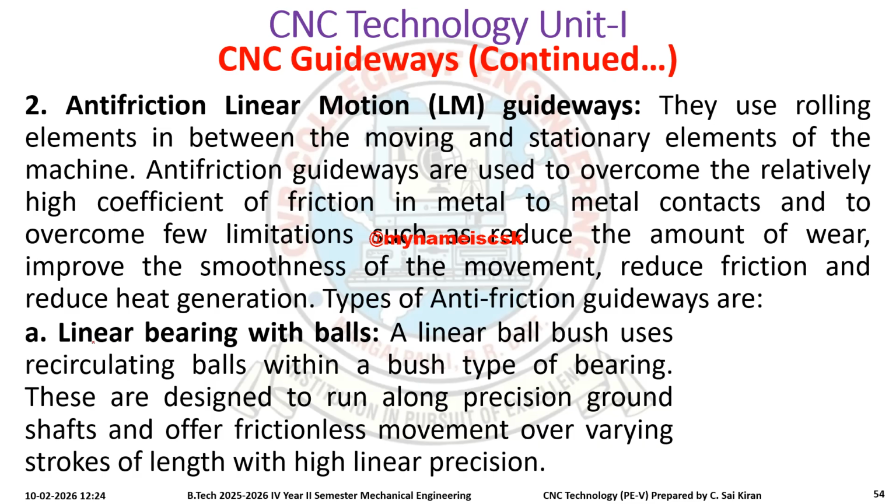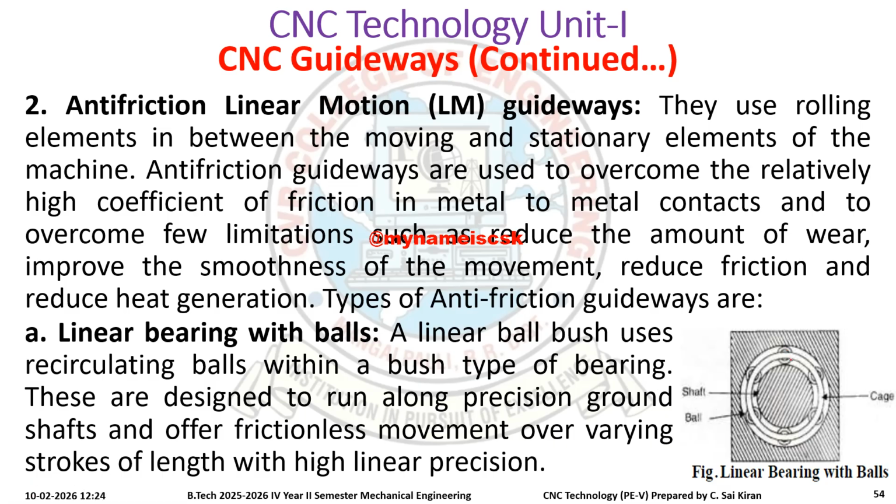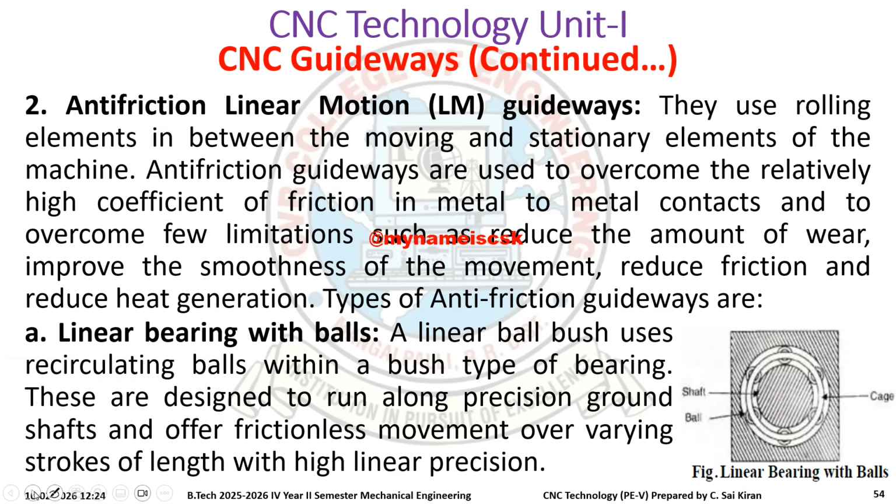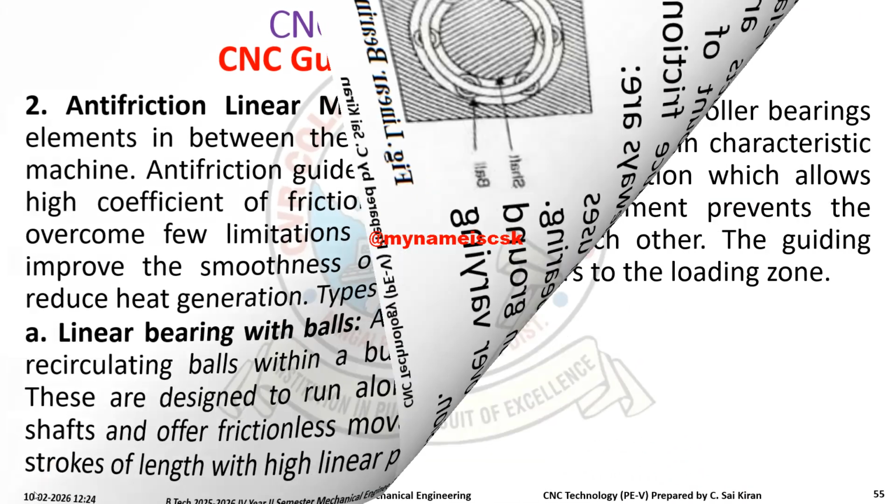And the first one is linear bearing with balls. If you see the sketch of linear bearings with balls, here we have an object and here we have ball bearings, and these are the balls we have. This is the shaft, these are the balls, and this is the cage. So the shaft moves in the cage, and these ball bearings will roll continuously over the shaft, so that a precise movement of the stroke length will be available by using this linear bearing with balls.